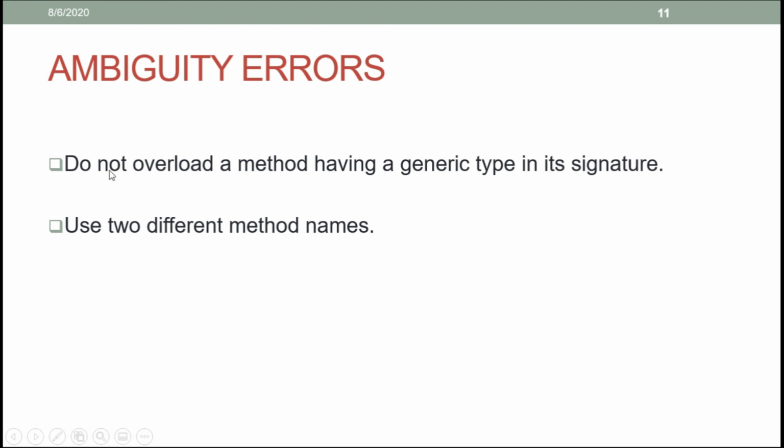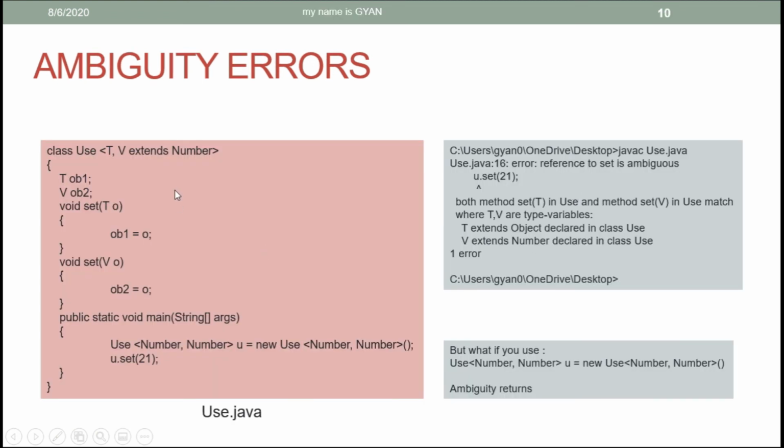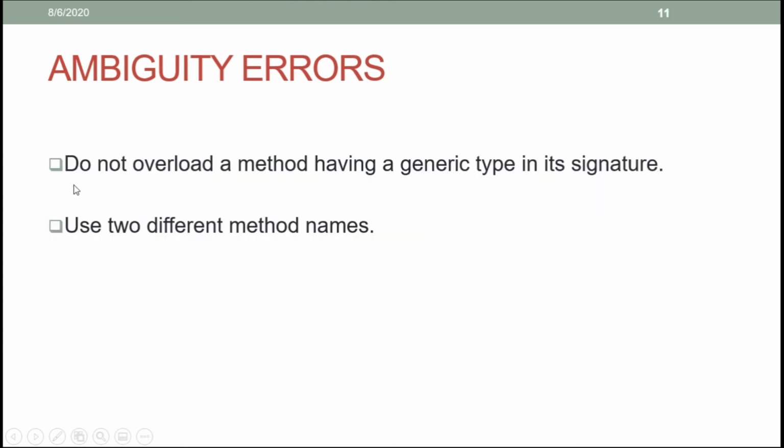So the suggestion is, do not overload a method having a generic type in its signature. If any of two methods is accepting a generic type as its formal argument, then do not overload that method. That means this is a suggestion that do not overload a method on the basis of generic formal arguments. Instead of doing that, you can use two methods with different names.